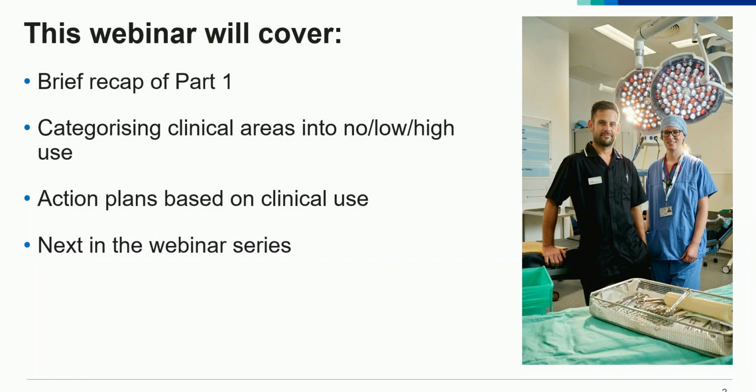To do that, we will explain how to categorize each clinical area that uses nitrous oxide or nitrous oxide oxygen mixture into one of 3 types: an area that no longer uses the gas, areas with low use of the gas, and areas with high use of the gas. Then, we will share the recommended actions to take to reduce waste for each of these areas. We'll then share what's next in the webinar series to help you run your nitrous oxide and nitrous oxide oxygen mixture waste reduction work.